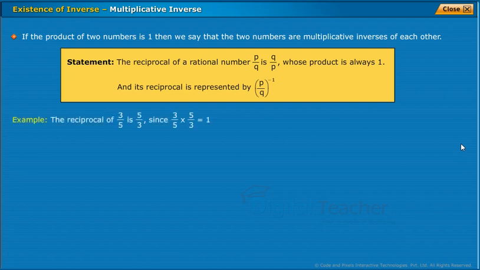Example: the reciprocal of 3 by 5 is 5 by 3, since 3 by 5 into 5 by 3 is equal to 1.